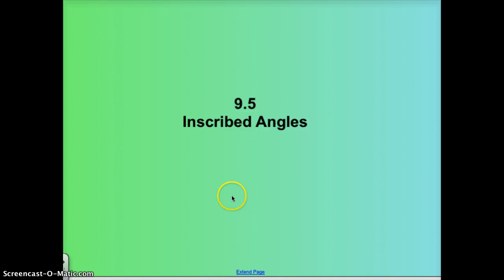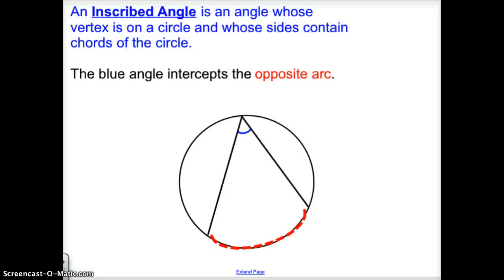All right, so in 9.5, inscribed angles. Just take the idea of inscribing an angle in a circle, just like you would inscribe a polygon or anything like that, and a couple of ideas with that. An inscribed angle whose vertex is on the circle is contained by two chords that intersect at the point of the circle. So the vertex is on the circle.